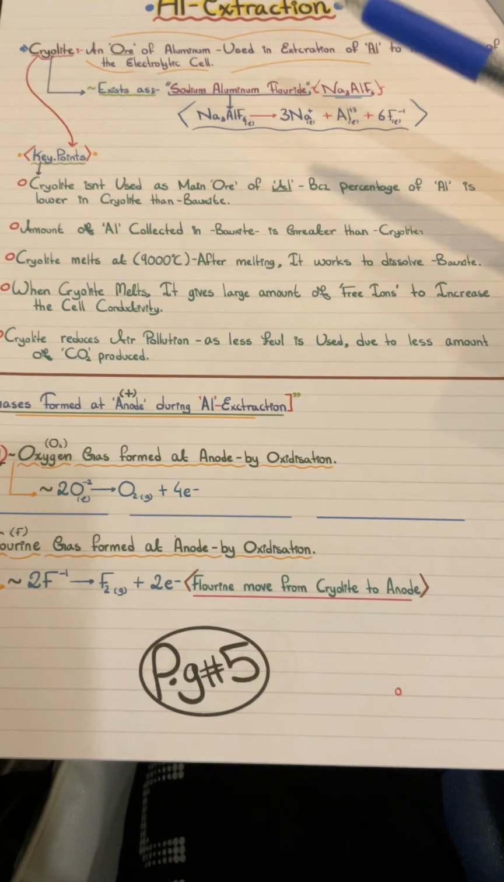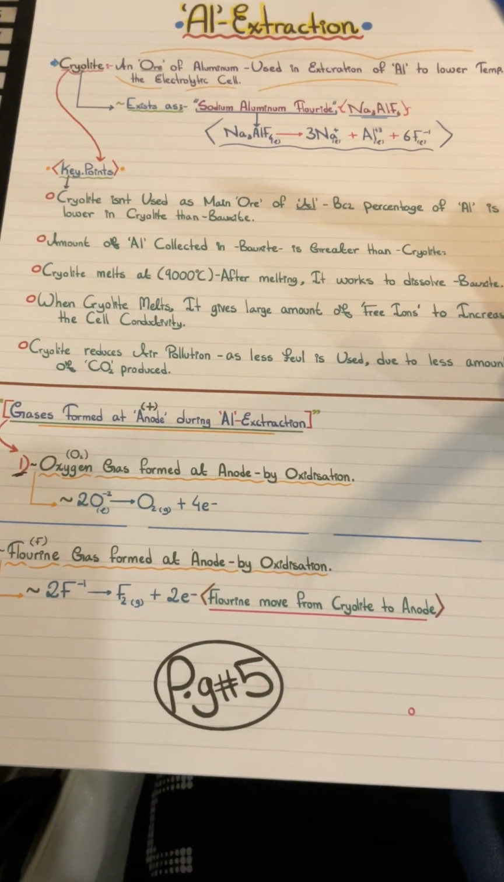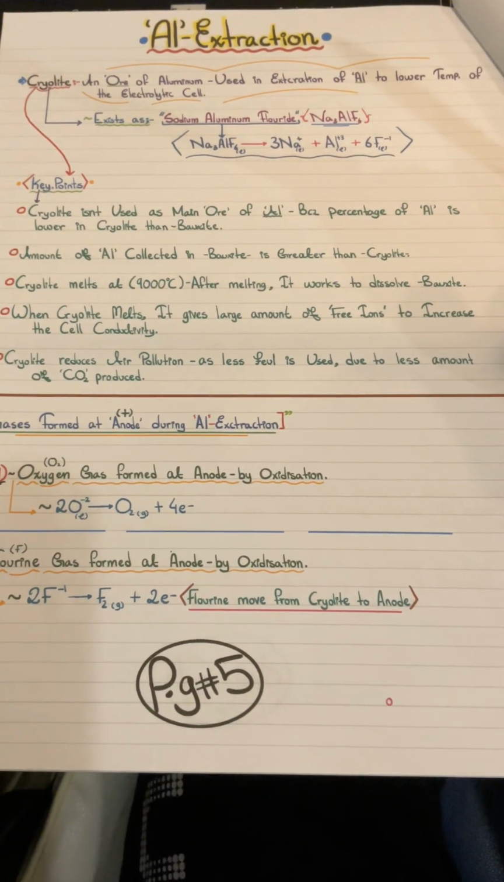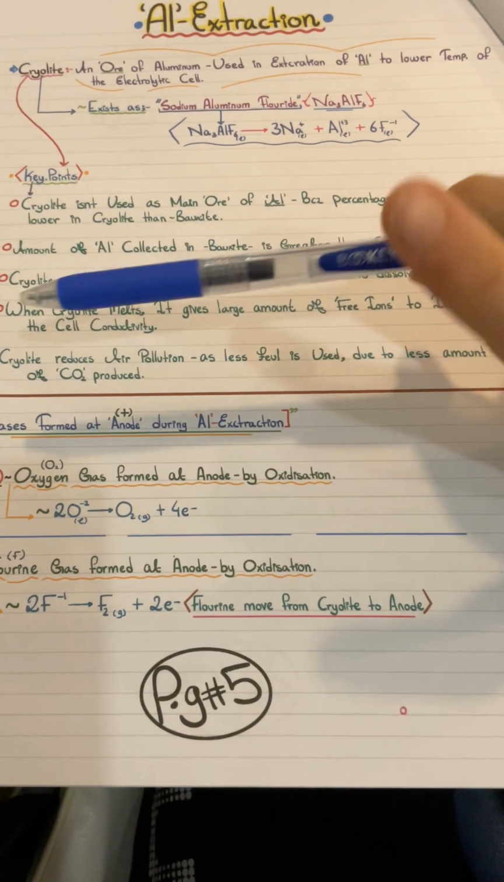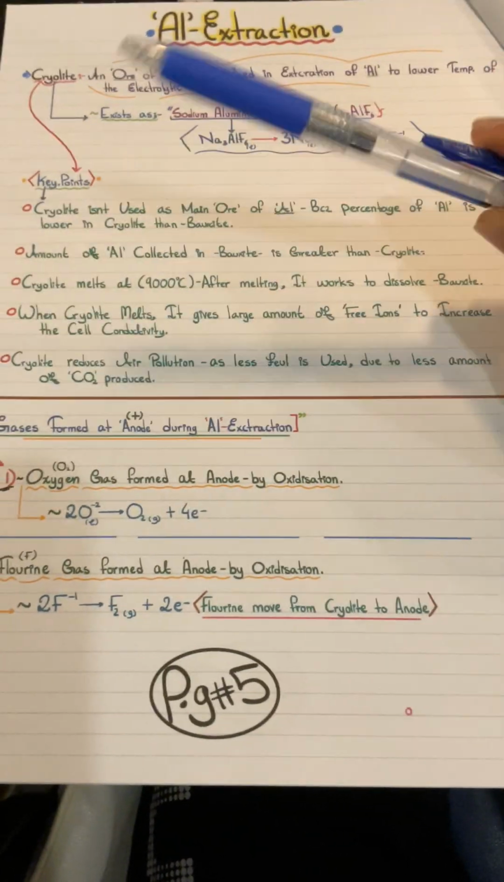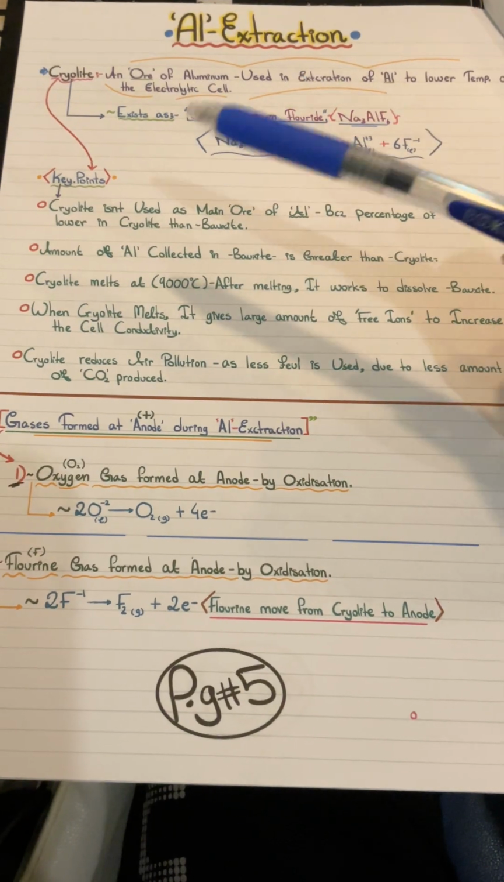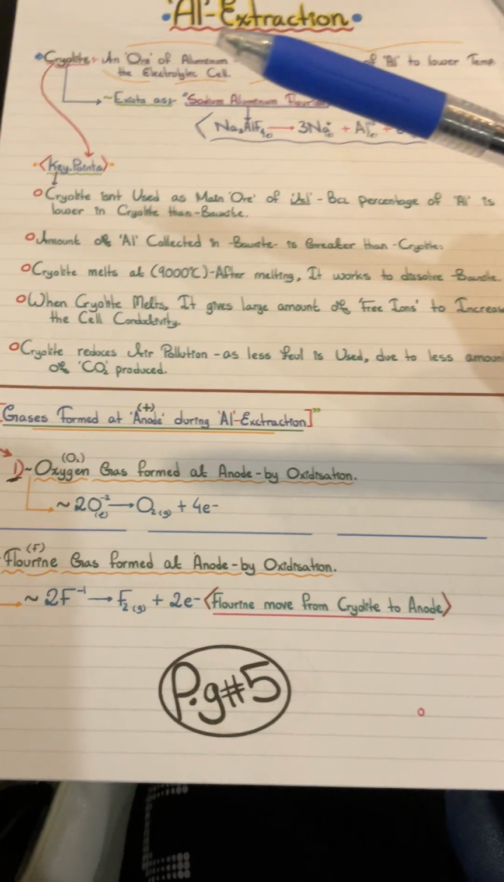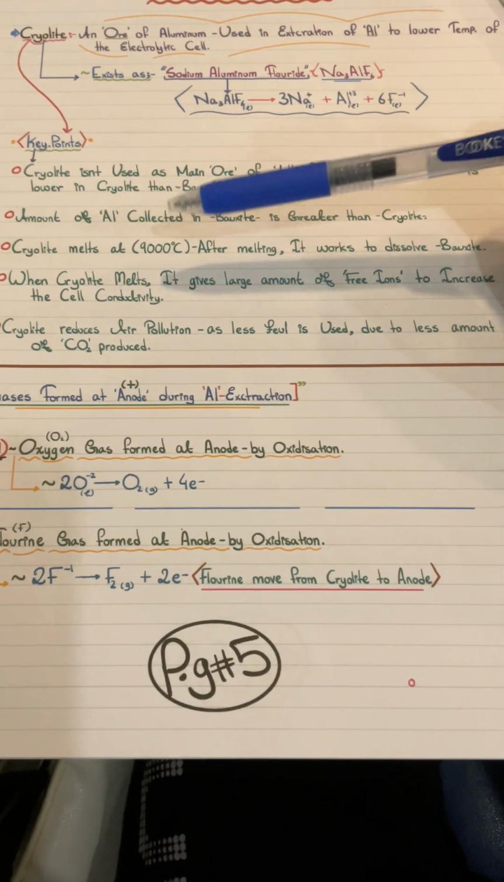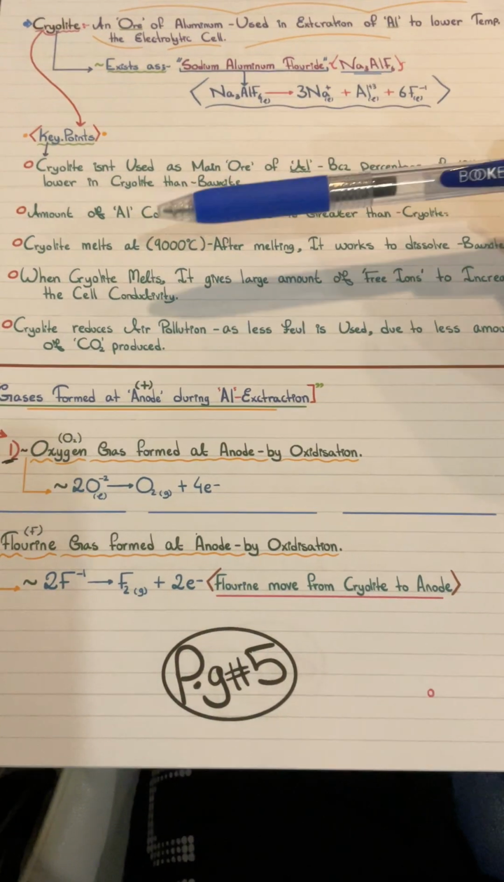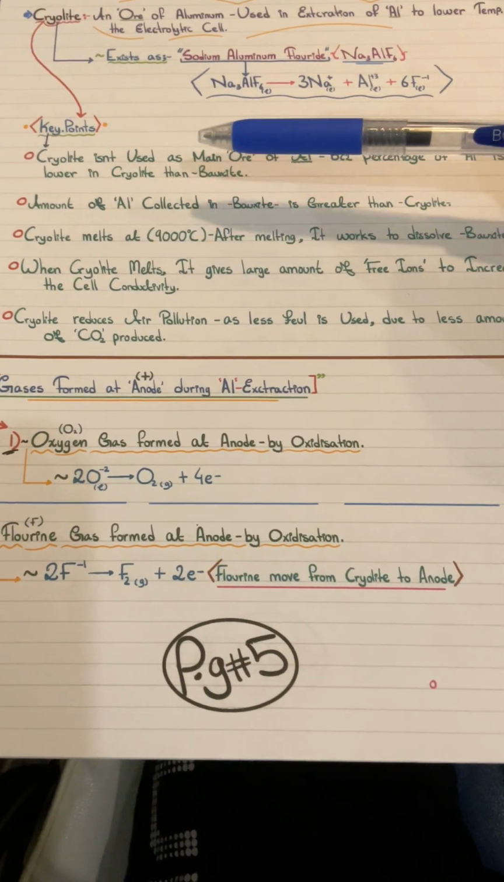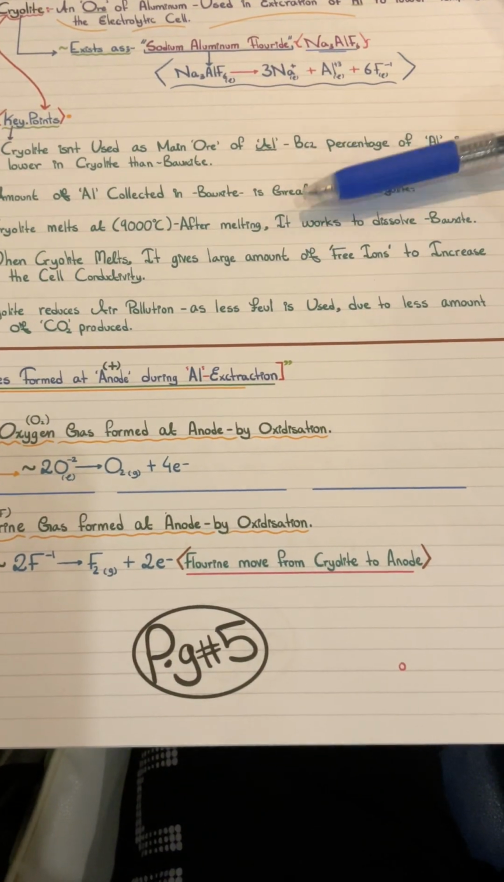fluorine is liquid. Okay, so some key points to consider about cryolite: cryolite isn't the main ore of aluminum. Why? Because the percentage of aluminum is lower in cryolite and higher in bauxite. The amount of aluminum collected in bauxite is greater than cryolite. Cryolite melts at a certain temperature in degrees Celsius. After melting, it works to dissolve bauxite.